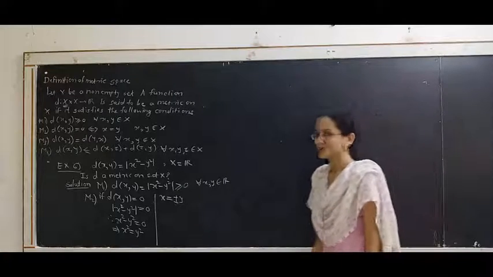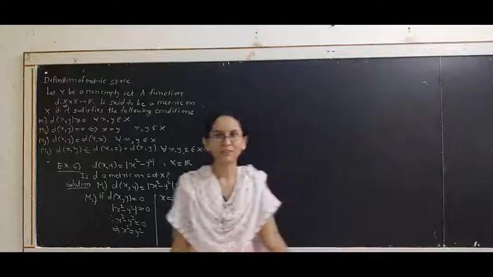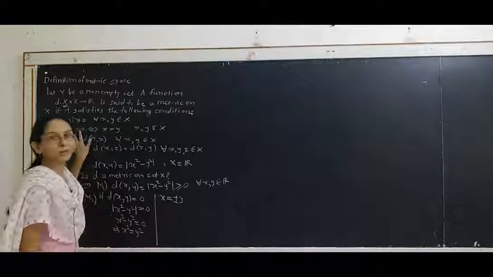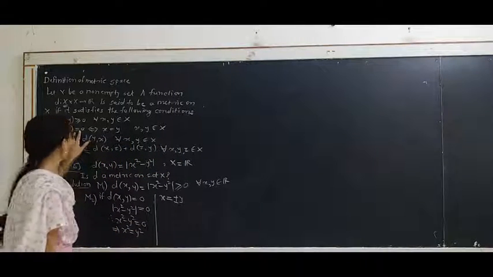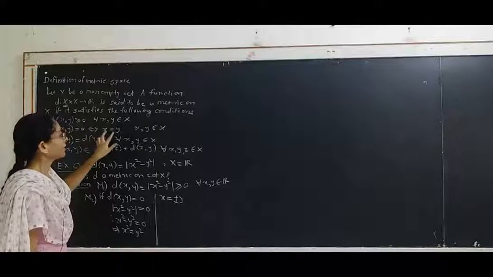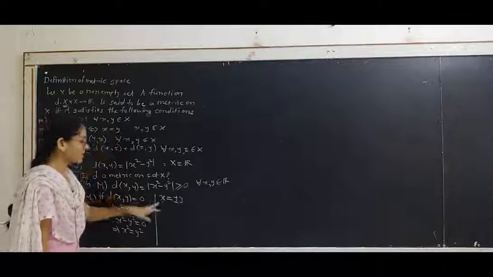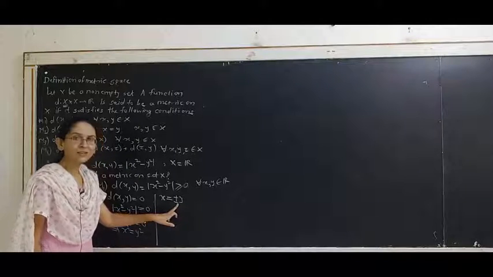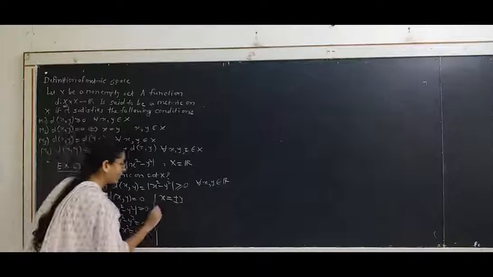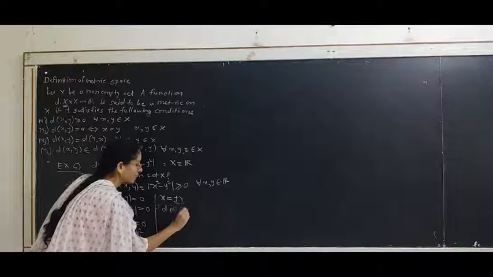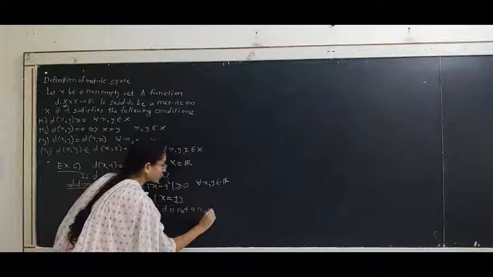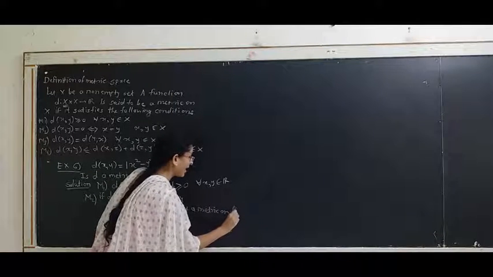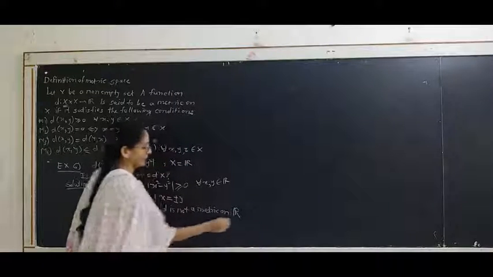Hence d is not a metric on the set of real numbers, not satisfying the second property of the definition of metric, d(x,y) equals 0 if and only if x is equal to y, because here x has two values, not only plus y, it is also minus y. Therefore d is not a metric on set X, and X is the set of real numbers.